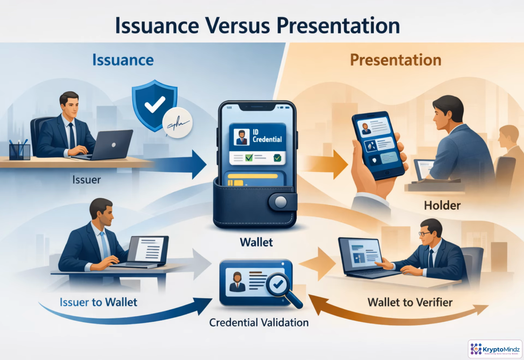Think of issuance as getting a passport, and presentation as deciding which page to show at a border. Issuance creates and signs the credential into your wallet. Presentation selectively reveals claims, which the relying party still has to validate before accepting them as KYC evidence.